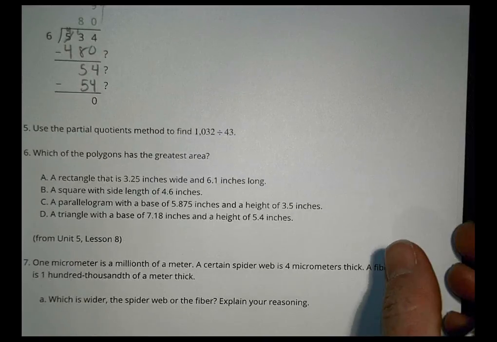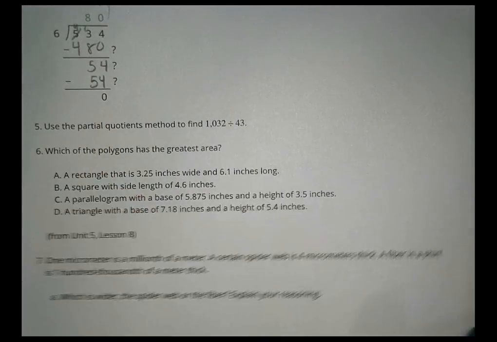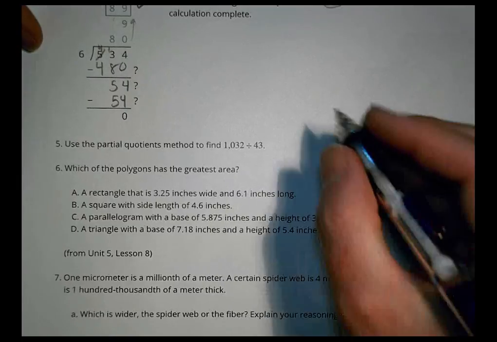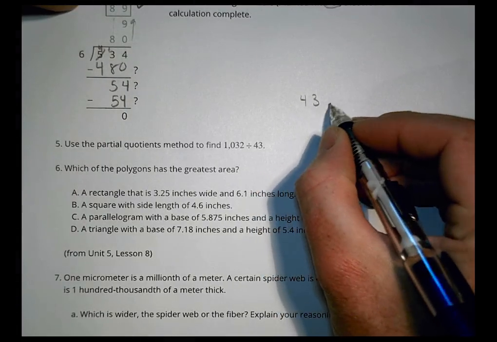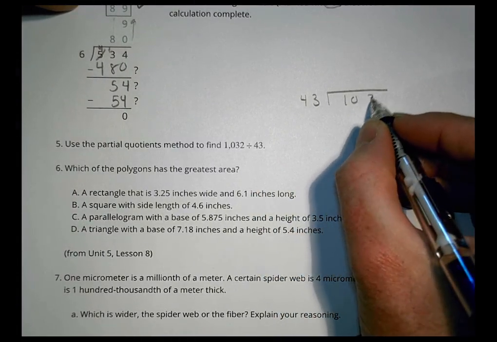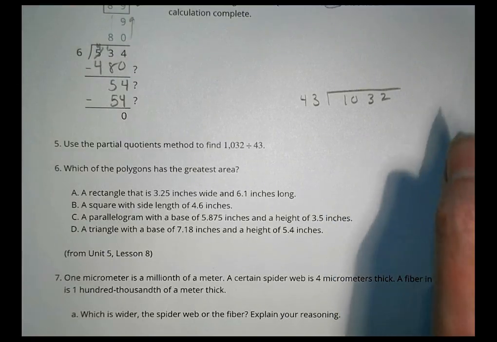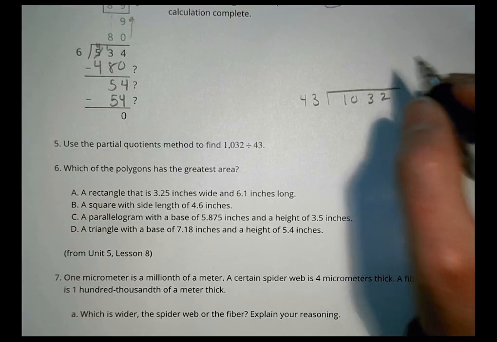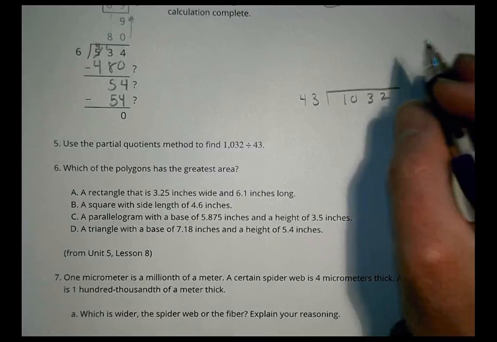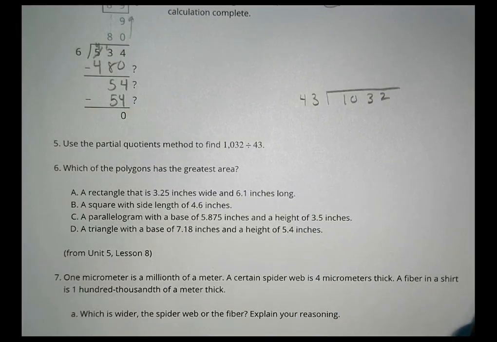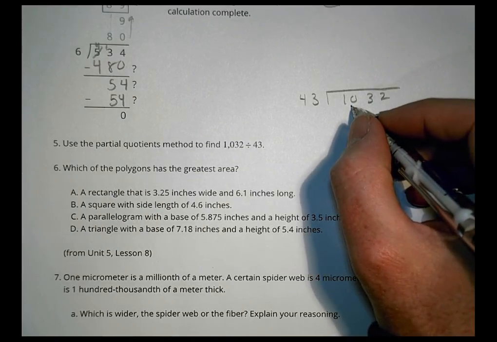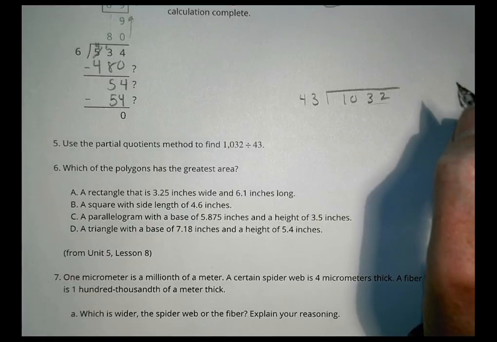Number 5. Use the partial quotient method to find this one here. So let's go 43 into 1,032. Okay, so 43. Again, you can use what you know. So let's just say 43 is about 50, right? And so 2 groups would be about 100. Okay, so 2 groups get you to 100. We can go to 1,000 though.